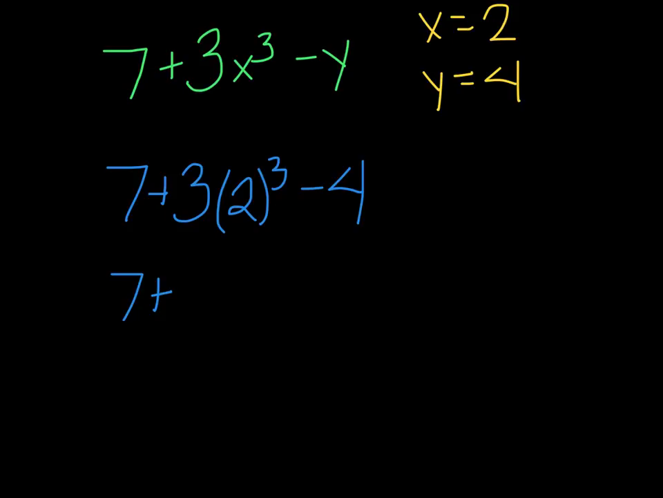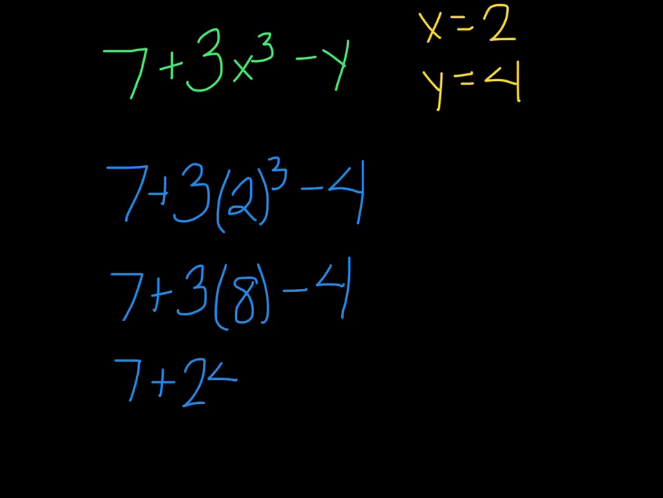So that's plus 3 times 2 to the third power, which is 8, because I've done 2 times 2 times 2, minus 4. Now I go and I do my multiplication first, so I have 3 times 8. So I'm going to rewrite the 7 plus 3 times 8 equals 24 minus 4.